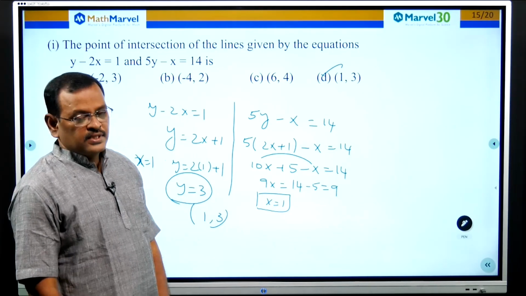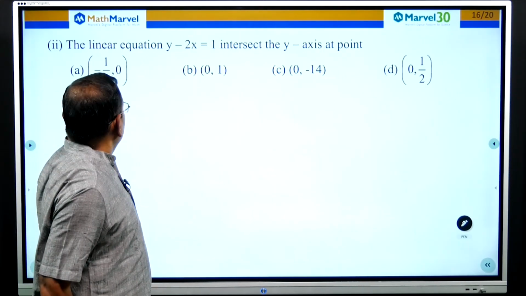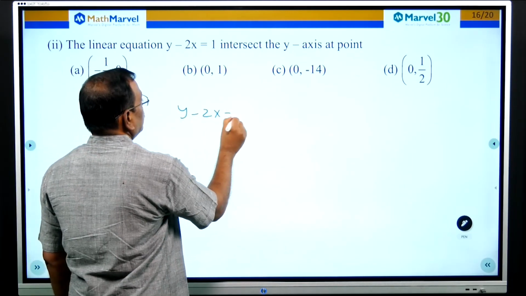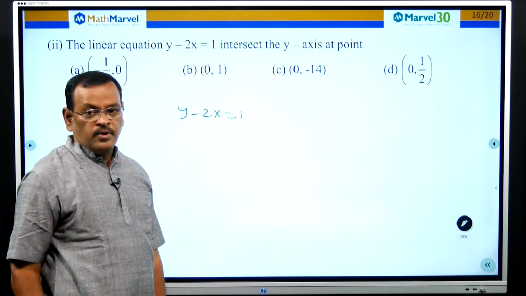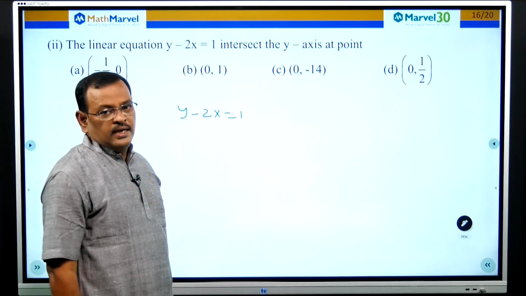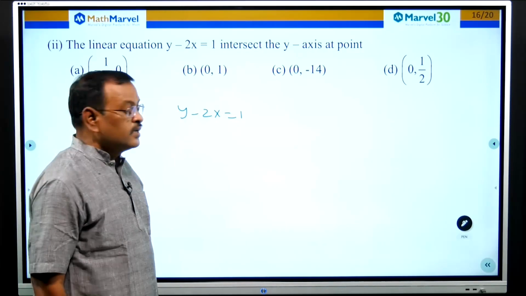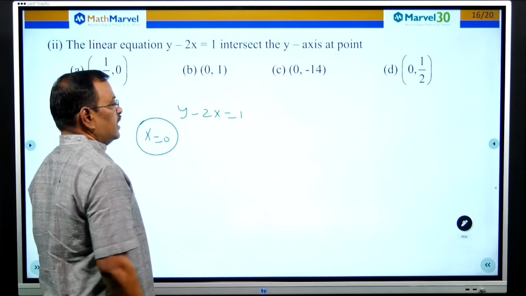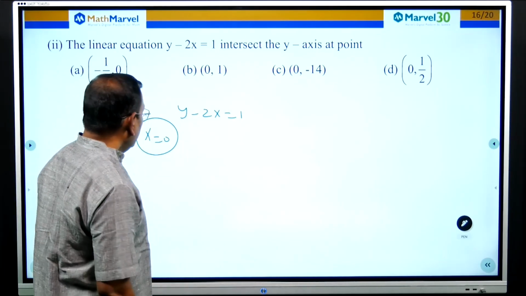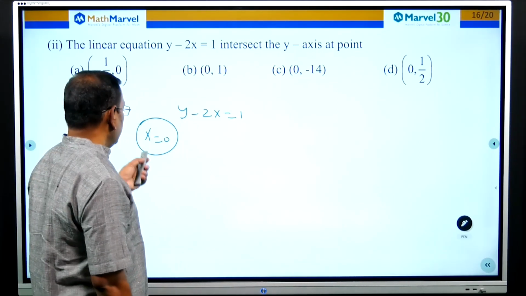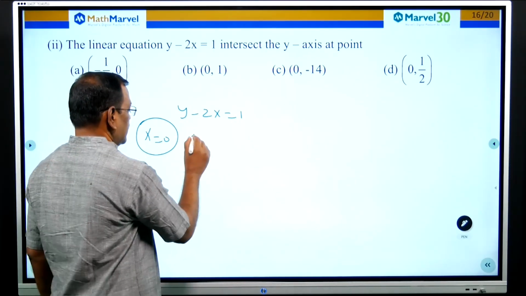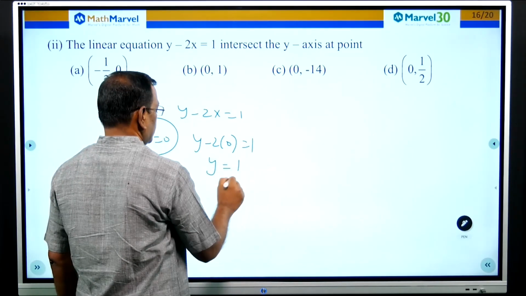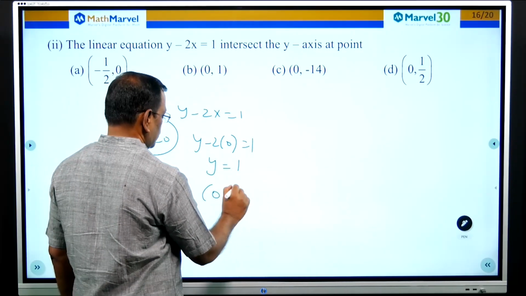This is the first question. The second question: the linear equation y minus 2x equal to 1 intersects the y axis at a point. If any line intersects the y axis, then what is the value of x? The value of x equal to 0. If you substitute here, y minus 2 into 0 equal to 1, y equal to 1. Therefore, the point is (0, 1).